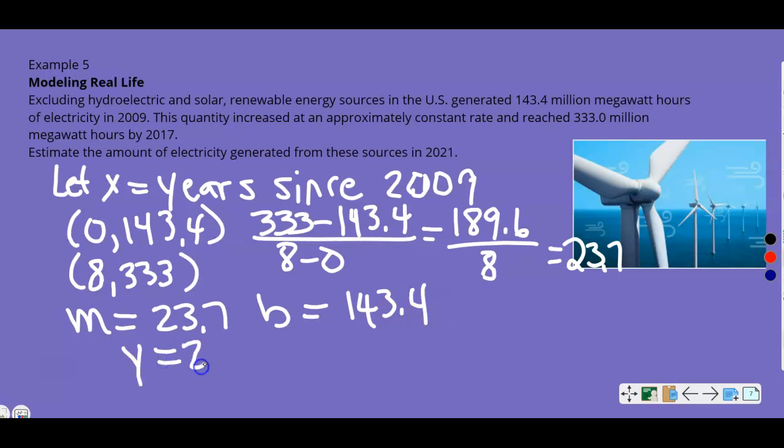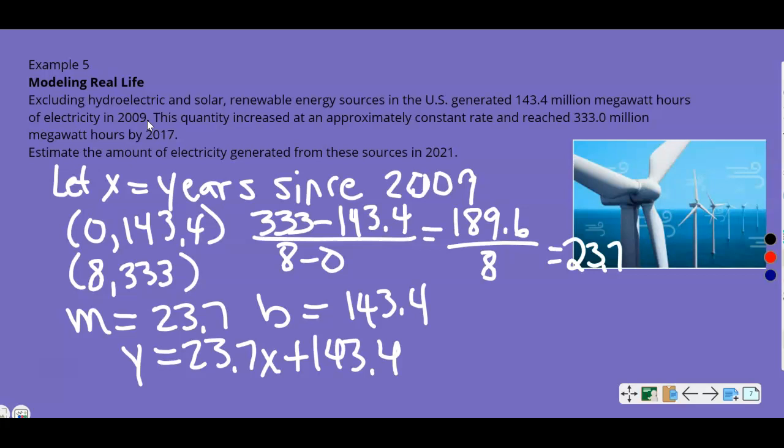All right, so we can write an equation. Y equals our slope times x plus our y-intercept. After we write the equation, there's one more thing to do. It says estimate the amount of electricity generated from these sources in 2021. All right, so we know the original year was 2009. How many years is 2021 from 2009? So if you go 21 minus 9, you're going to get 12.